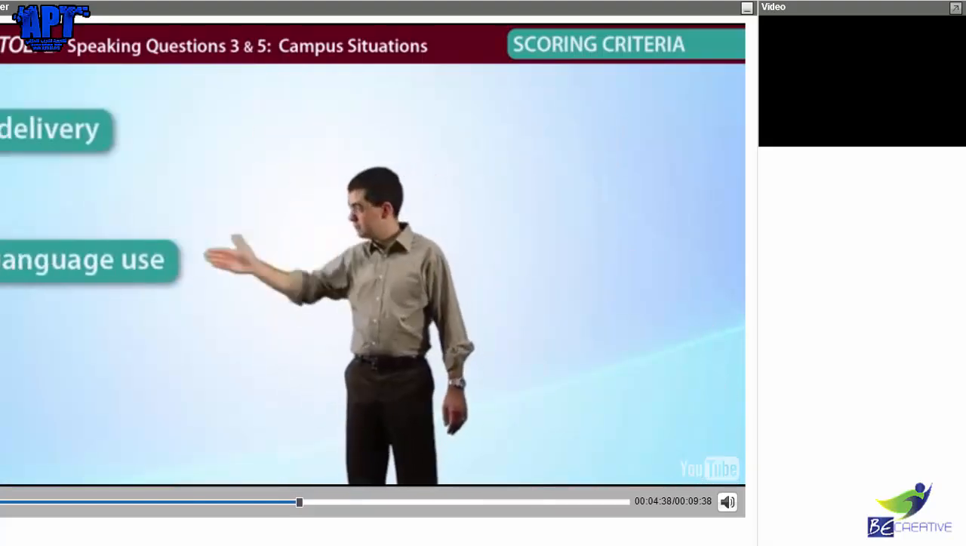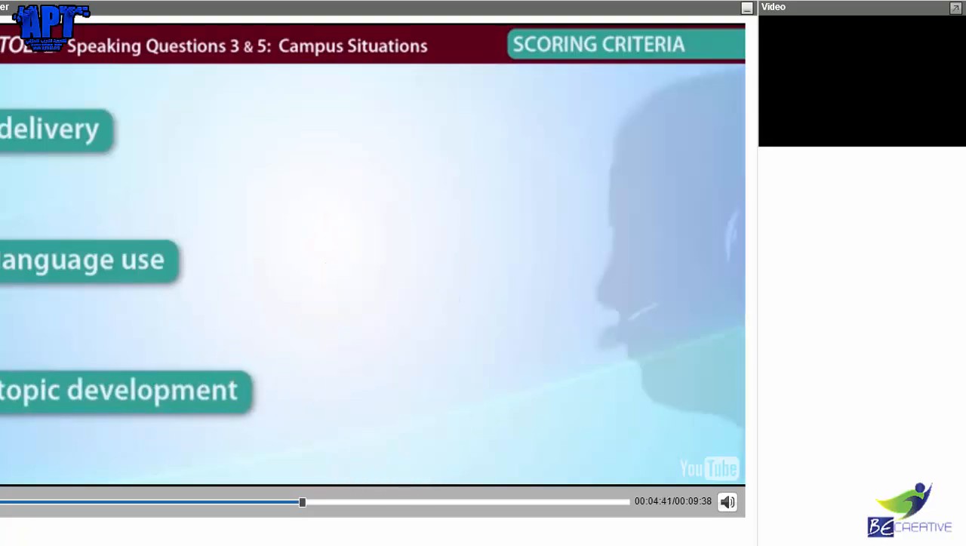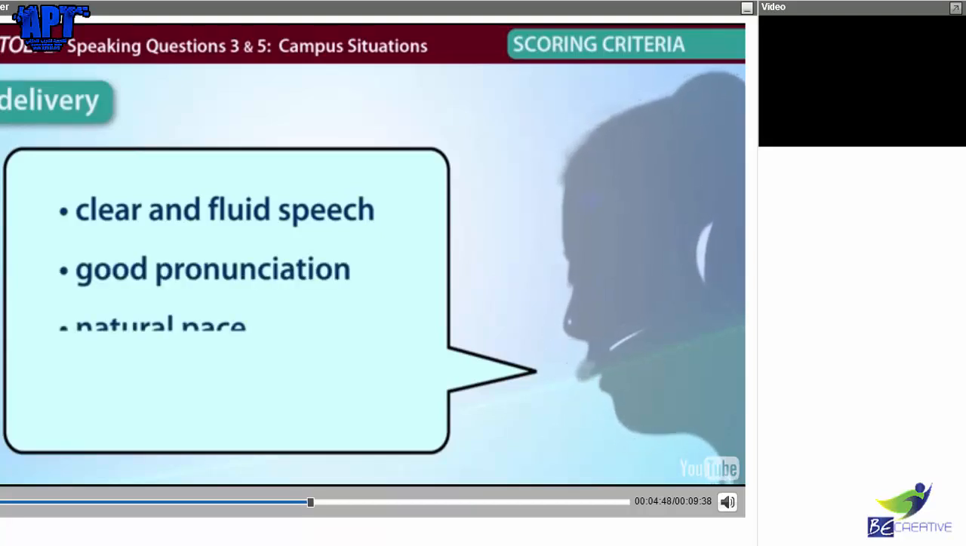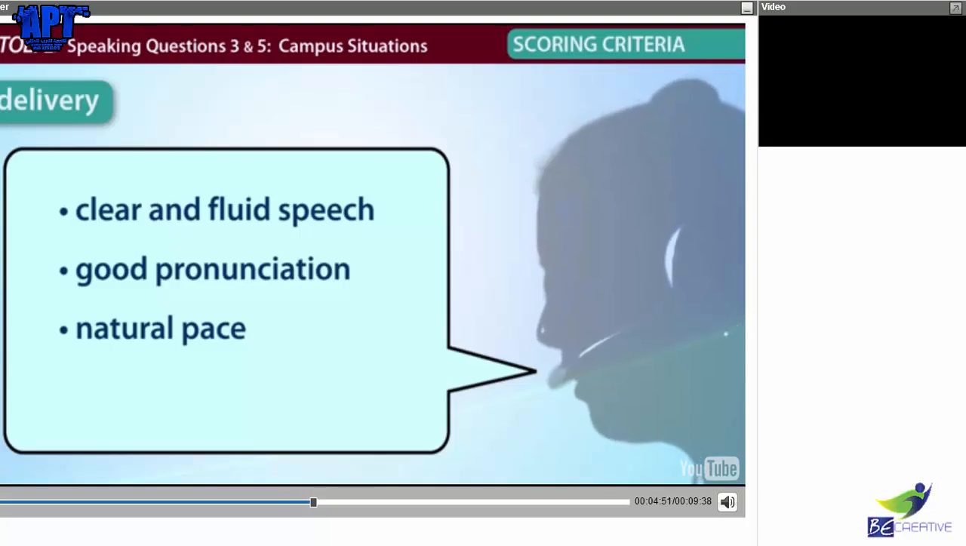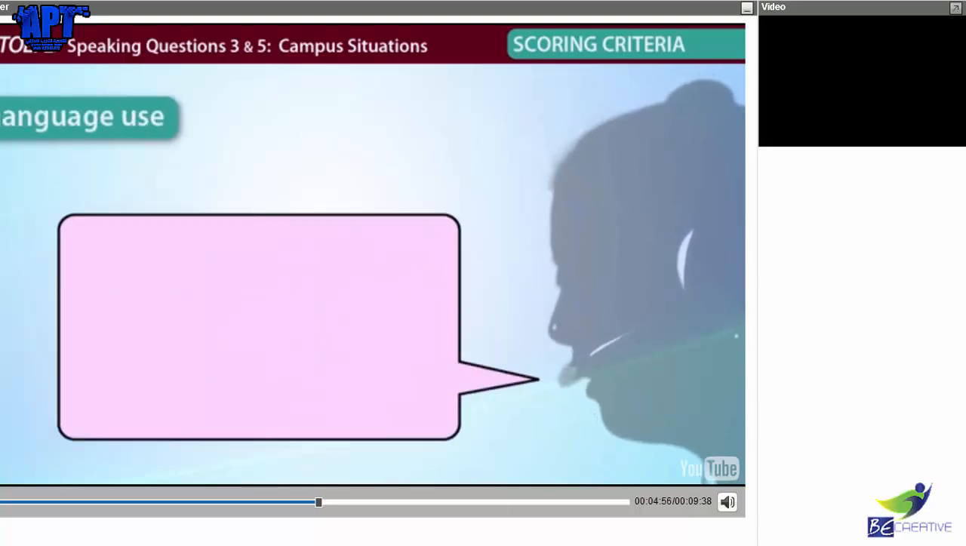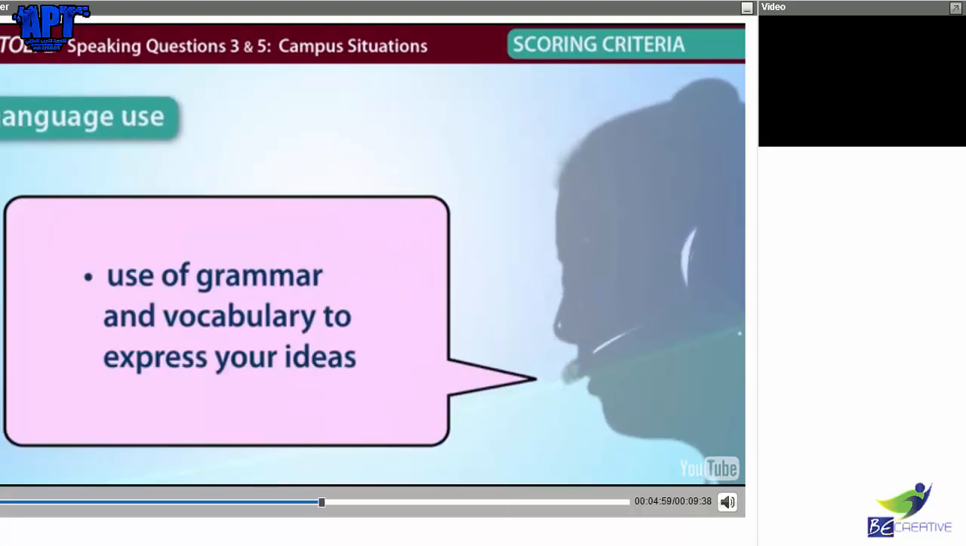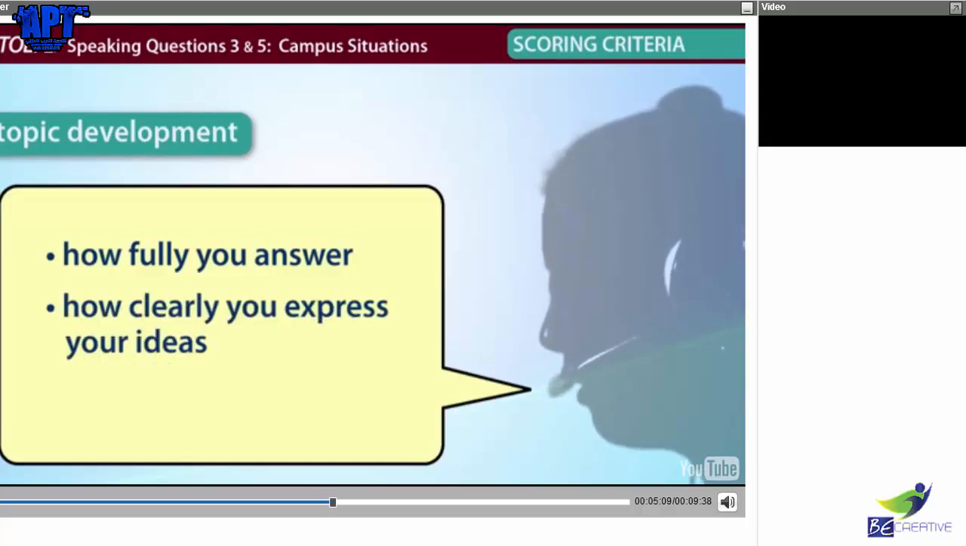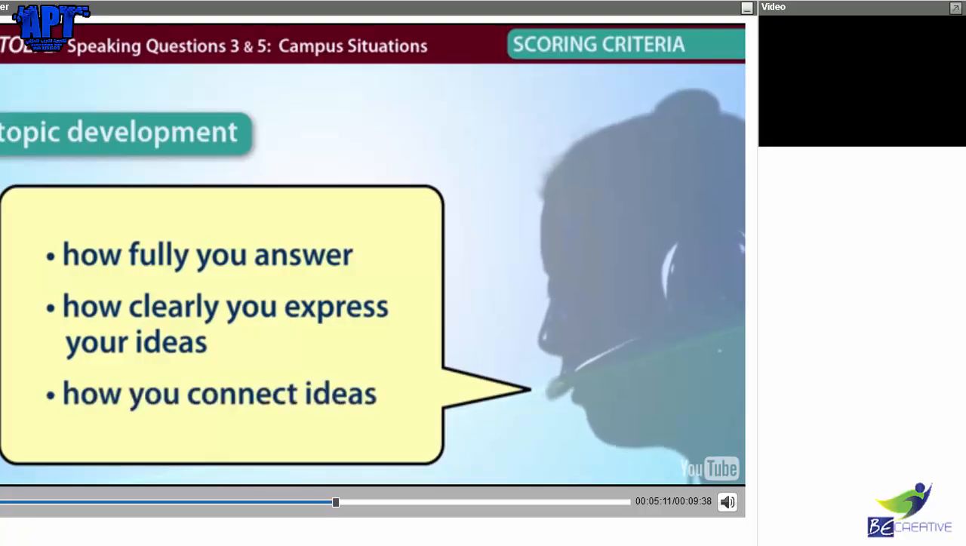Although there are some variations depending on the question, raters will be looking for 3 main things. First, delivery. Your speech needs to be clear and fluid, with good pronunciation. The pace or speed of your speech should be natural, and you should have good-sounding intonation patterns. Second, language use. This is mainly how you use grammar and vocabulary to express your ideas. And third, topic development. This is mainly how fully you answer the question, how clearly you express your ideas, and how you can connect one idea to the next in a way that is easy to follow.